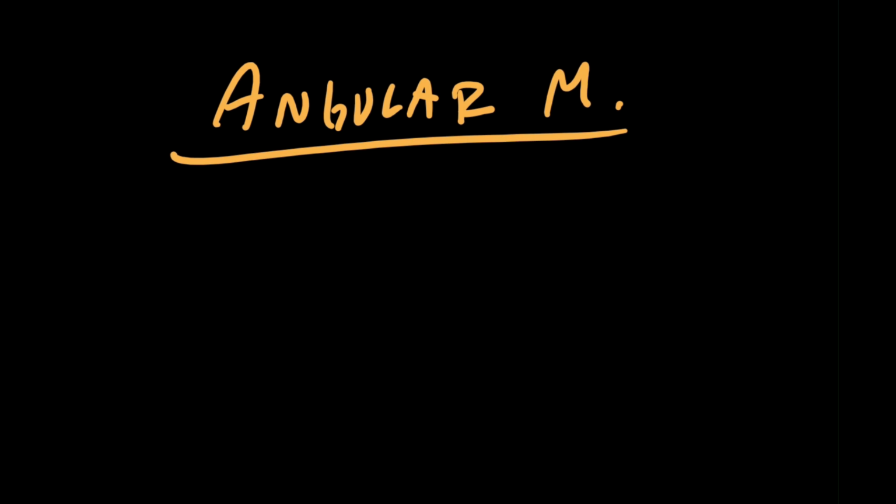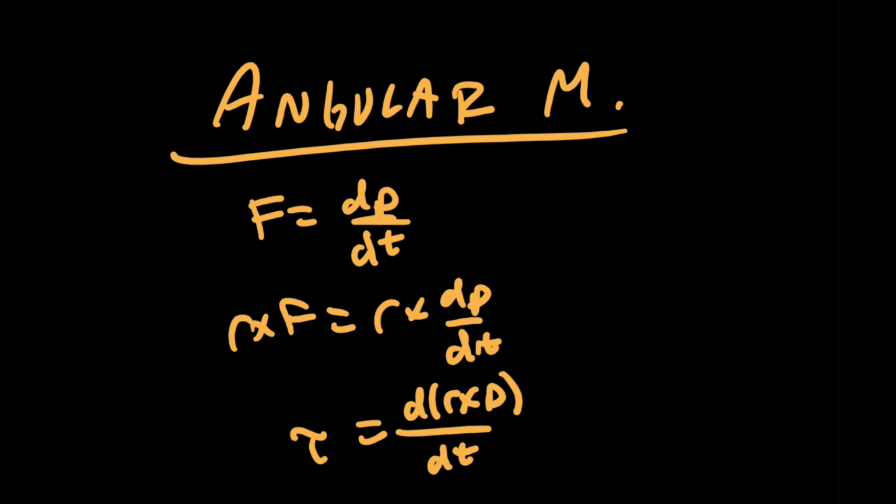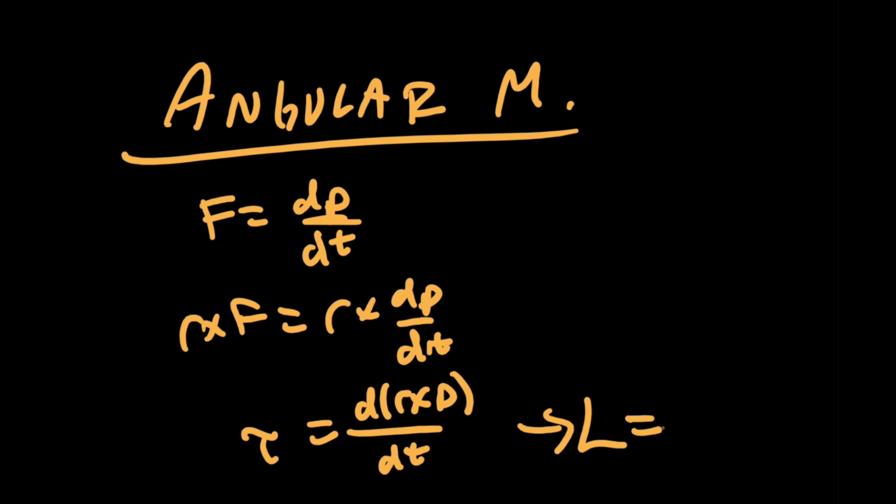And the last thing we're going to go over with regards to rotation, stuff like that, is angular momentum. So let's say that we have F is equal to dp/dt, and we know this from our previous unit, from our momentum unit. Let's just write r×F is equal to r×dp/dt, meaning that torque is equal to d times r×p over dt, which means that we have L is equal to r×p. What is L? L is our angular momentum.